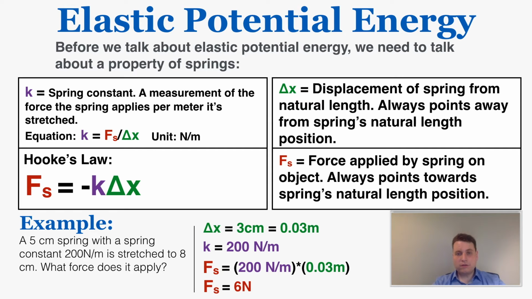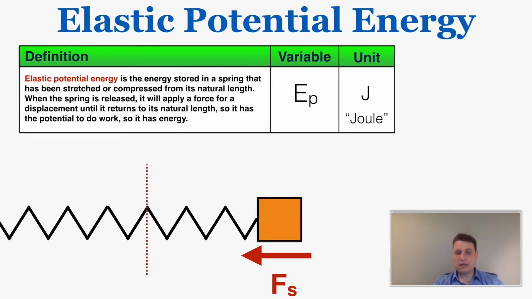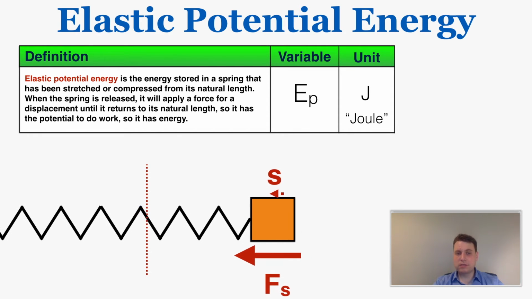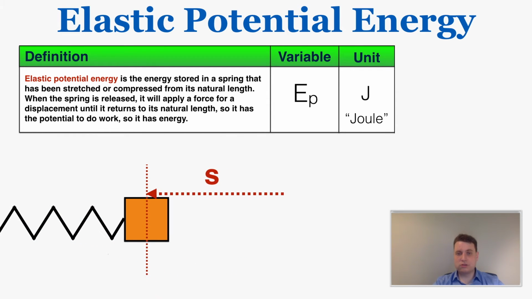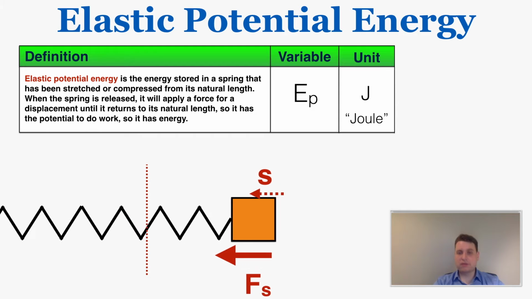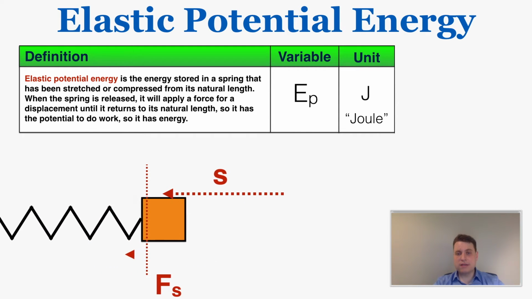Okay, so you now have enough information to talk about elastic potential energy. Elastic potential energy is the energy stored in a spring that has been stretched or compressed from its natural length. When the spring is released, it will apply a force for a displacement until it returns to its natural length. So it has the potential to do work. It has the potential to apply a force for a displacement, so it has energy.